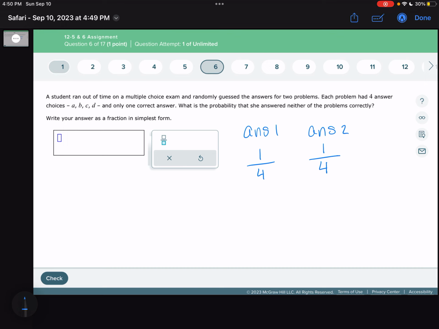So if I don't want to get them correct, so this is that I get them correct, then it's going to be the opposite. So that means that I have 3 answers that are not correct on both problems. I want to get them both wrong, so I want to get the first question and the second question wrong. Because I use that word and, I'm going to multiply. 3 times 3 is 9. 4 times 4 is 16. And that does not simplify. So that would be your final answer.